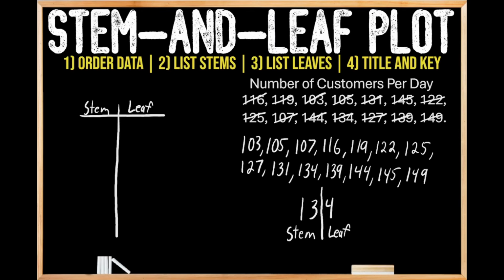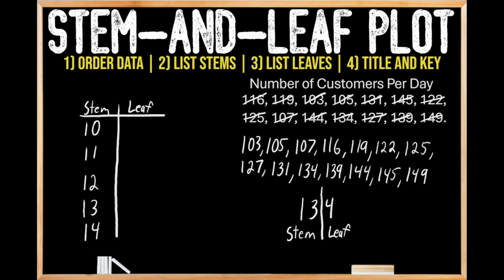So now that we understand how to split each data point into a stem and leaf, we're ready to go ahead and move on to step number 2, where we're going to list our stems. Now here we need to make sure that we're listing our stems in order from least to greatest. And here our lowest data point is 103, which is going to have a stem of 10. And then we also have a stem of 11 for our 110s. We have some 120s, so that's going to be a stem of 12. We have some 130s, which is going to be a stem of 13. And then we have some 140s, which is going to be represented by the stem of 14.